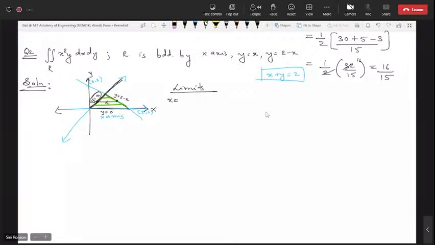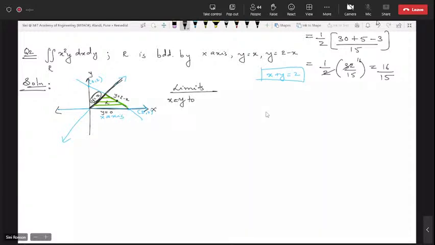This is x is equal to y. Yes, okay. So on this line, what is going to be the value of x, students? Throughout from this point to this point, anywhere in this line, the value of x is going to be what? y. Is this understood or not?